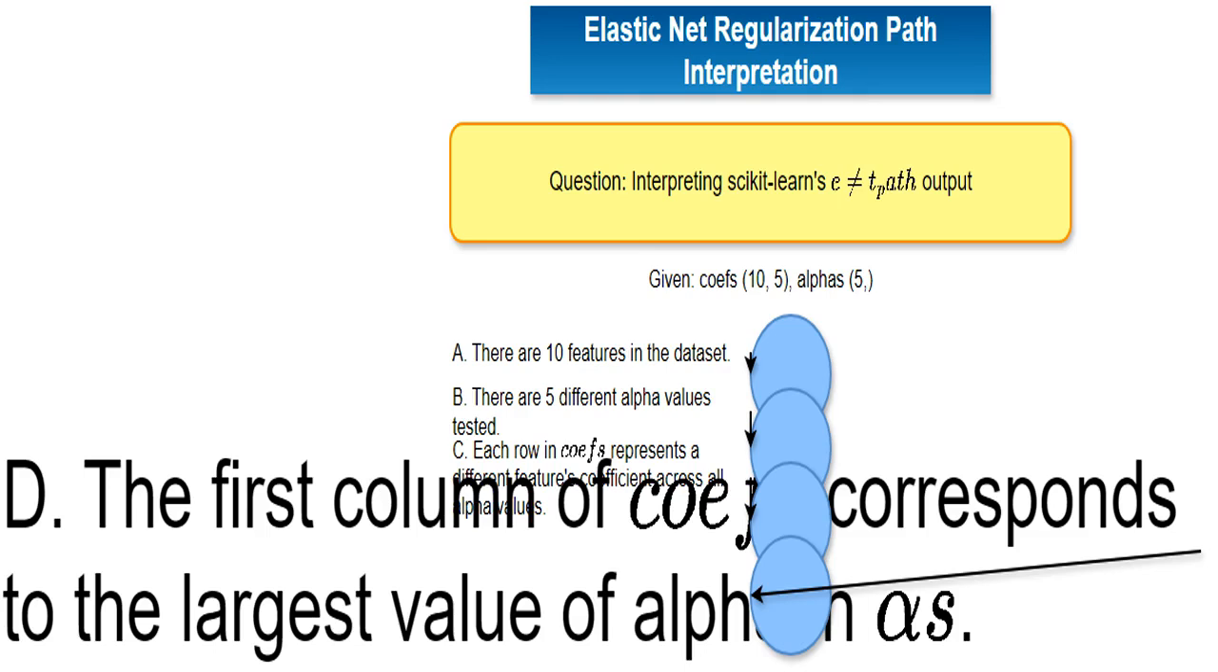I notice that enet_path usually outputs alphas in decreasing order. That means the very first column in COFS reflects the coefficients when the highest alpha, strongest regularization, was used. It shows the coefficients after the heaviest shrinkage.